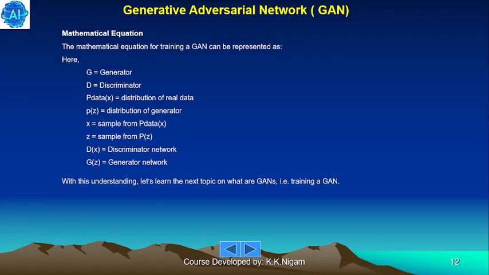Mathematical equation. The mathematical equation of training a GAN can be represented as shown below. That is, G is generator, capital D is discriminator, P data is distribution of real data, PZ is distribution of generator, small x is sample from P data, small z is sample from PZ, D(x) is discriminator network and G(z) is generator network. So with this understanding, let's learn the next topic on what are GANs, training a GAN.